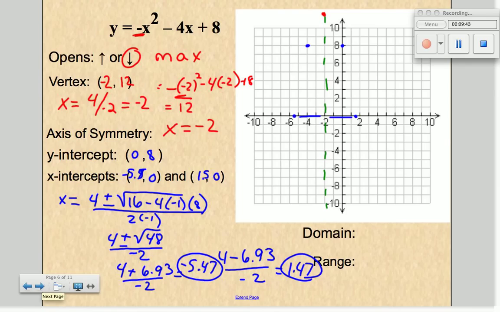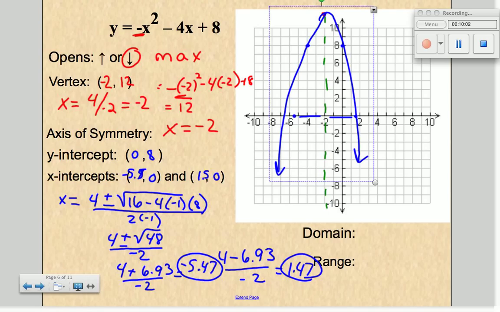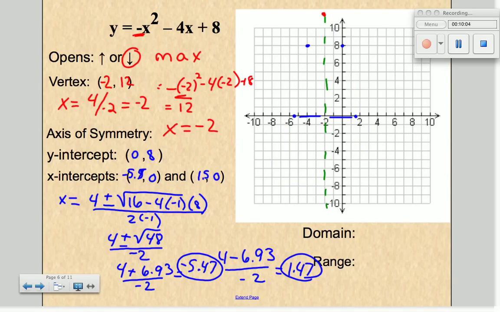Okay, so now I know that my parabola is opening down. I've got my vertex, I've got my x-intercepts, I found my y-intercept, which also gave me this other point without having to do any math. Whoops, that was not very good there. Let's see if I can delete that. Yay, okay, so let's start over again on my graph here. I have to worry about my shadow.